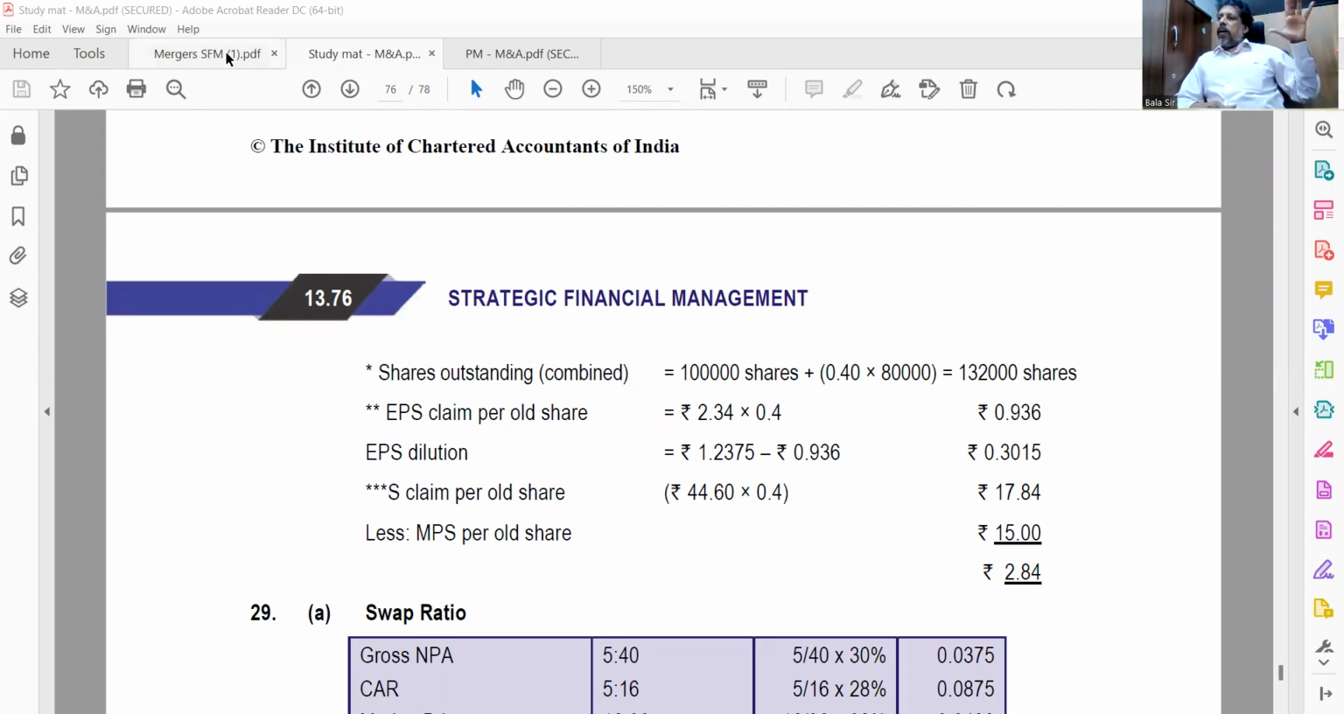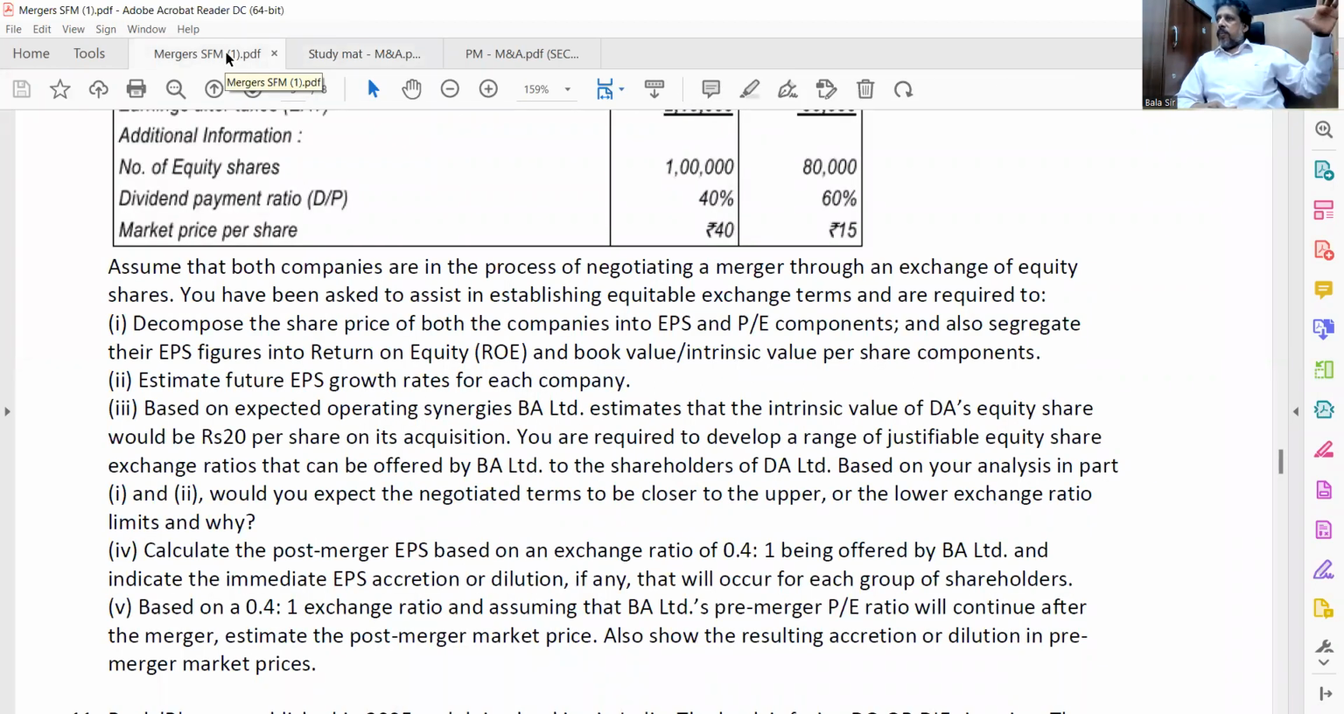Okay, so let us go ahead and take on subdivision 3. That is the last subdivision. Based on expected operating synergies, DA Limited estimates that the intrinsic value of DA's equity share would be rupees 20 per share on its acquisition. Now you are required to develop a range of justifiable equity share exchange ratios that can be offered by DA Limited to the shareholders of DA Limited. Now based on your analysis in part 1 and 2, would you expect negotiated terms to be closer to the upper or the lower exchange ratio limits, and why?